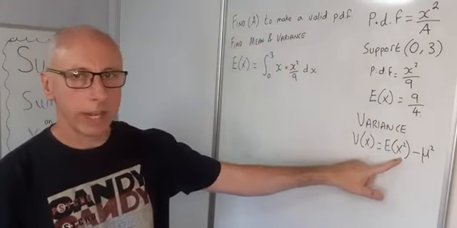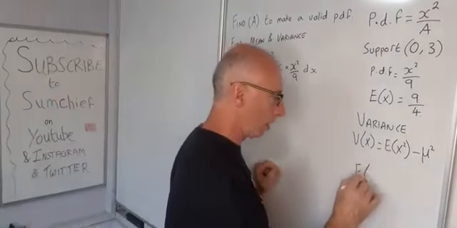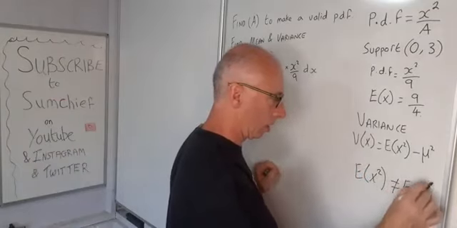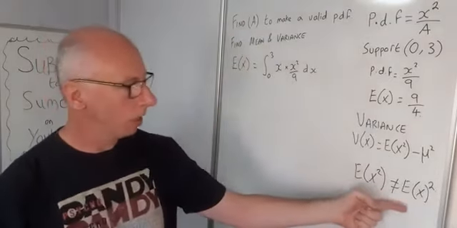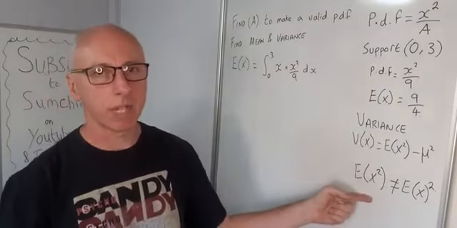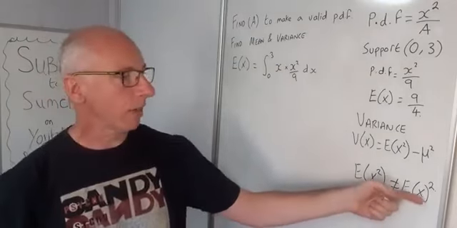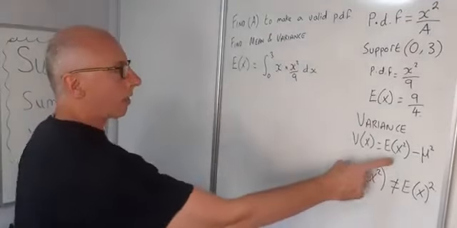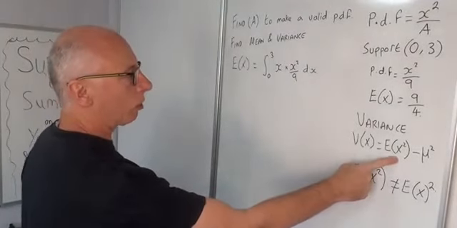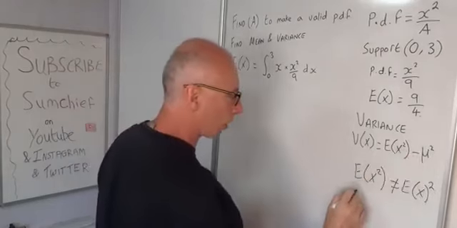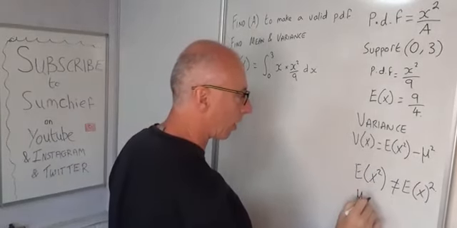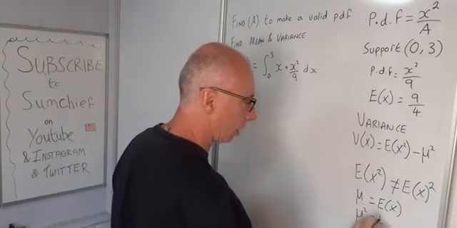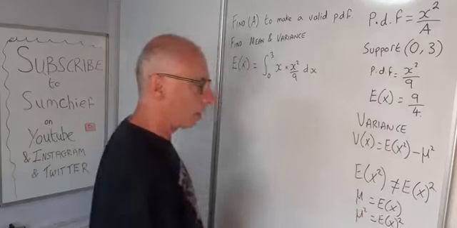Now E of x squared is not to be mixed up with E of x itself squared. There is a case where this may be true, but in general this doesn't mean the same statement. So E of x squared and E of x itself squared, they're not the same thing. So now we can work out E of x squared, and then mu, which is just the mean, we know that equals E of x. So mu squared equals E of x, squared.